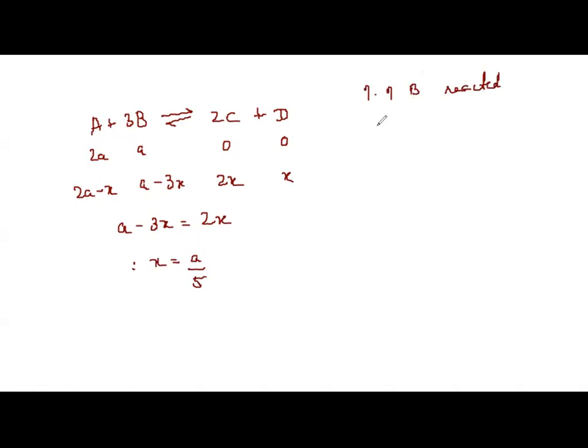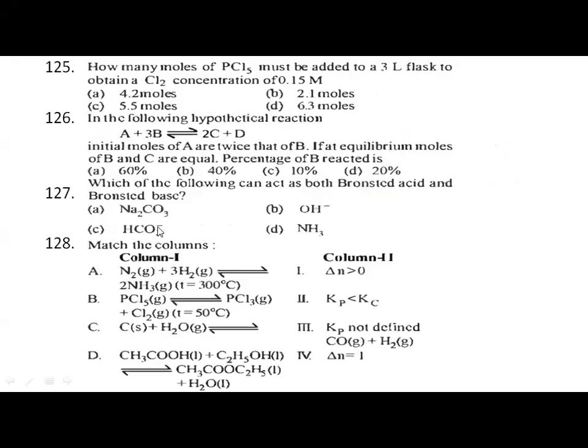It is 3X by A into 100. So 3 into 3 by A into X value is what? A by 5 gets cancelled into 100. So 3 by 5 into 100 comes out to what percentage? 60%. So what is the correct option? The correct option is 60%.